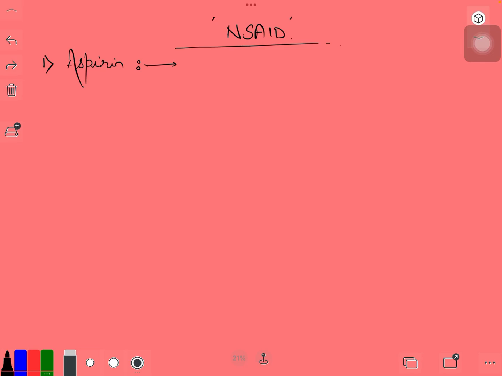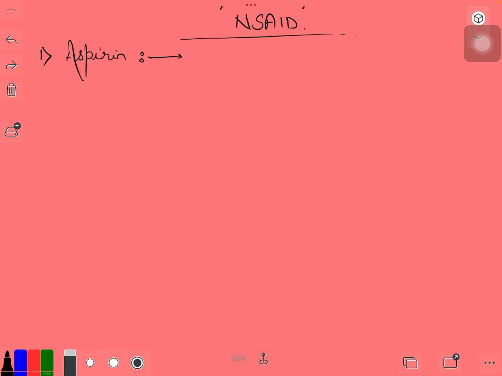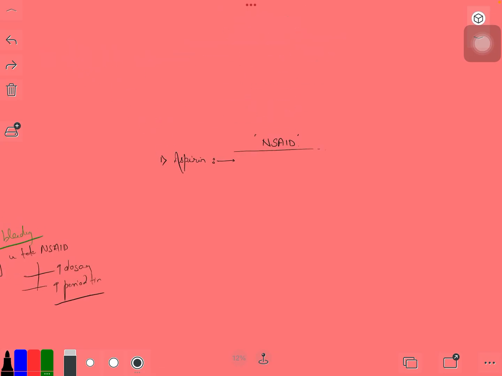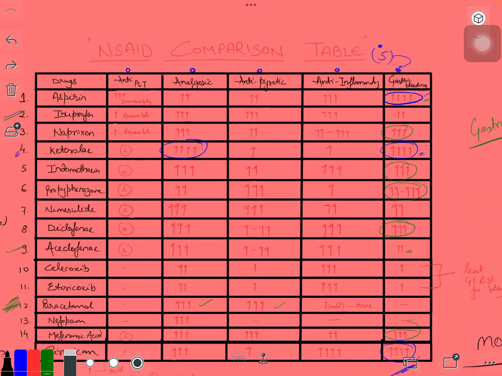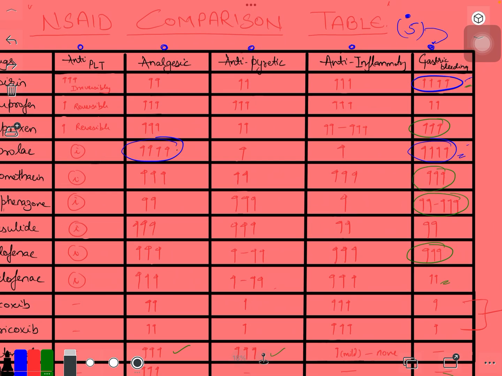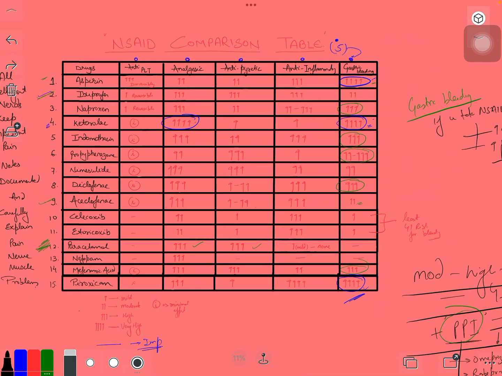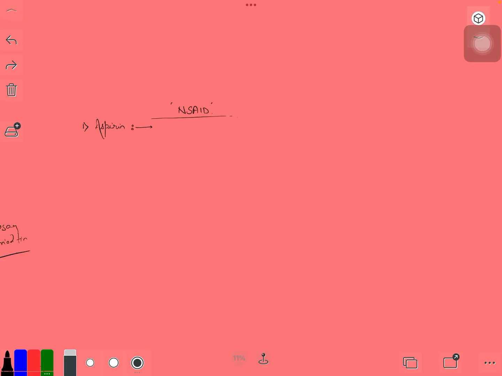Let's start that list. We'll talk about each of the drugs in much more detail. So first drug is aspirin. Aspirin is a very good drug, right? It can be used particularly to decrease inflammation, but it also has moderate analgesic and antipyretic effect. So aspirin is good for pain and fever.